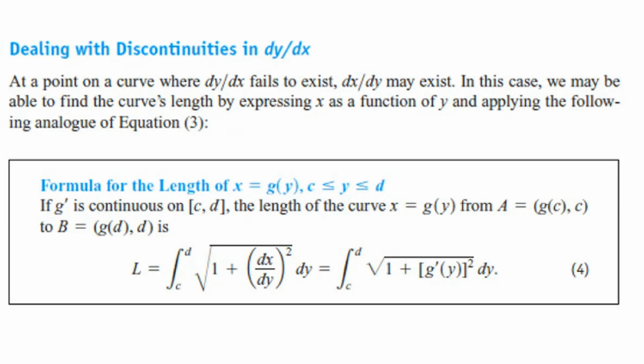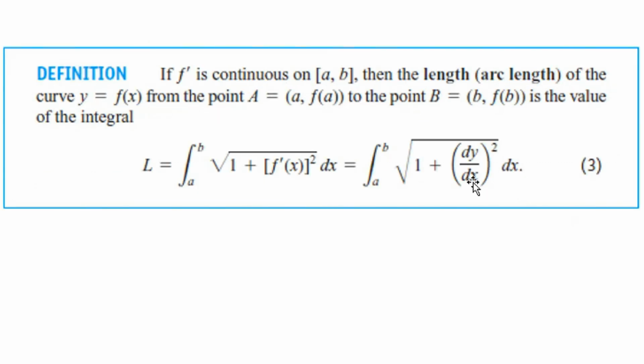Okay, dealing with discontinuities in dy over dx. At a point on the curve where dy over dx fails to exist, dx over dy may exist. In this case, we may be able to find the curve's length by expressing x as a function of y and applying the following analog of equation number 3. Equation number 3 is found on slide number 2.